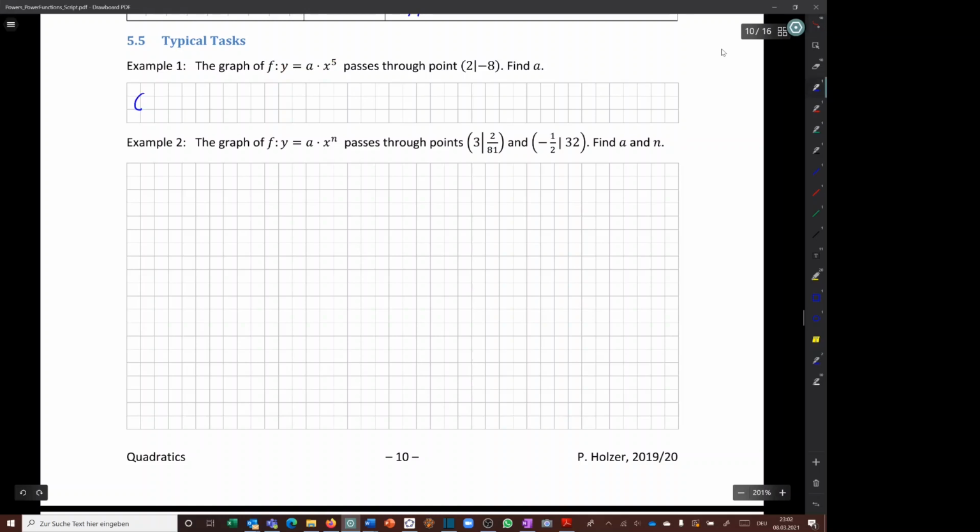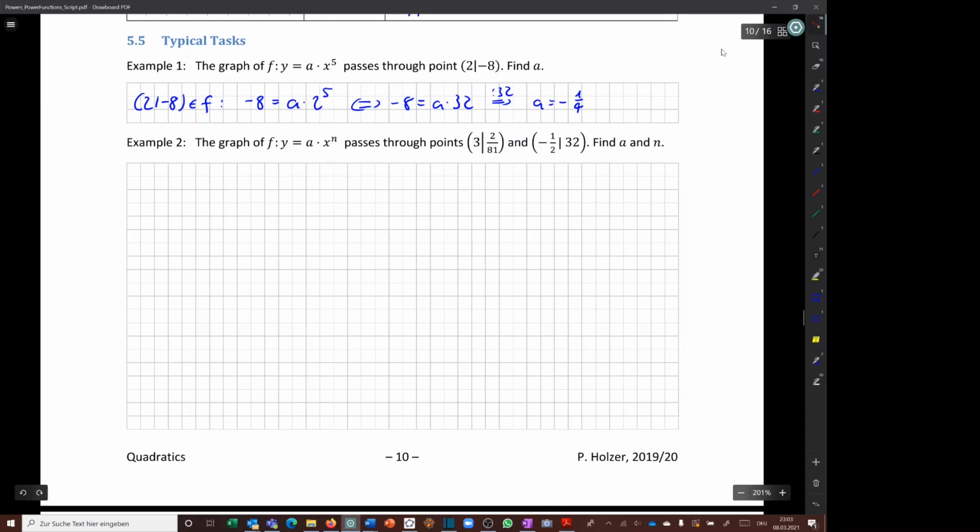Since the point (2, -8) lies on the graph, we know that it fulfills the equation, which means we can insert for the y coordinate of the point, -8, and then for the x coordinate, the 2, in the equation y equals a times x to the power of 5. We get this equation here. So this is -8 equals a times 32, and dividing by 32, we get a equals -1/4.